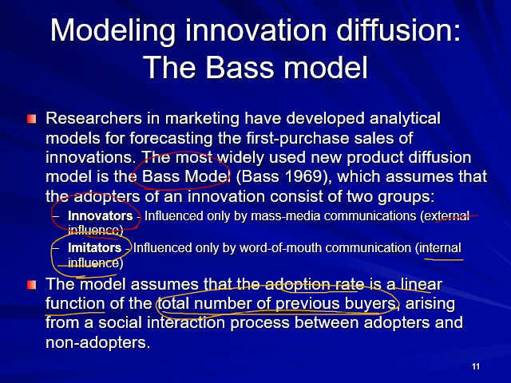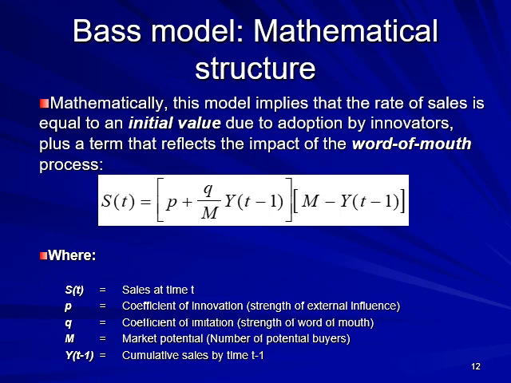Let me show you how the equations look. Okay, so the BAS model is essentially a differential equations model, okay? And the key equation is this right here. What it does is it tells you what the sales are as a function of time. So this is a rate equation. It's telling you how sales are changing over time, okay? Which is the curve that I showed you before that looks like an S, right? And how are we going to do this? We're going to capture it by looking at these innovators and imitators.